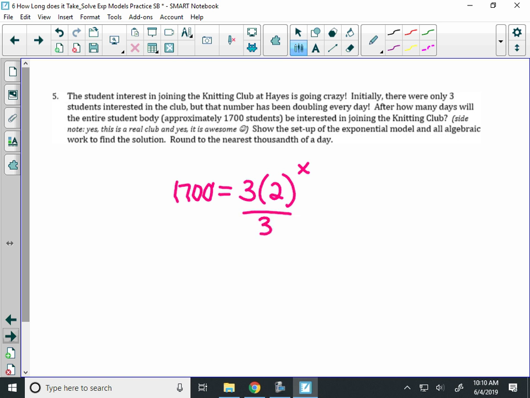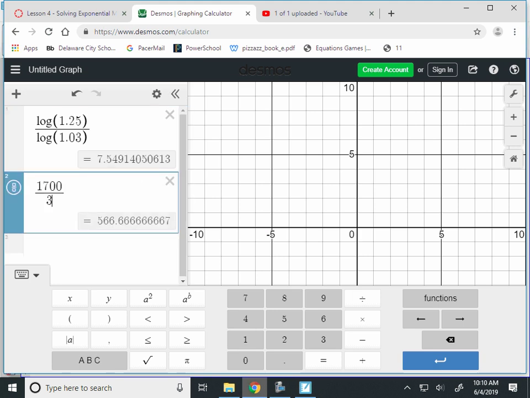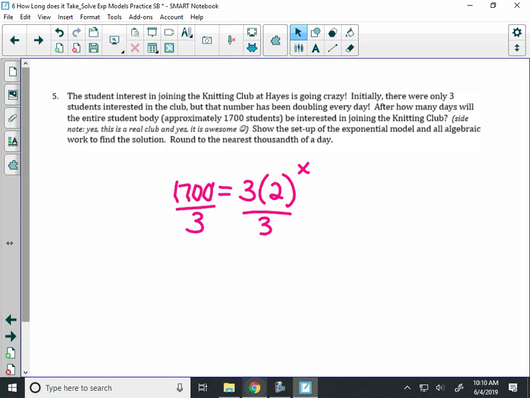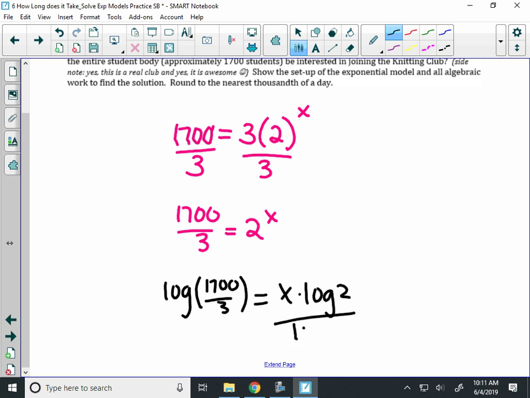So I start by dividing by 3. 1,700 divided by 3, I'm pretty sure is not a nice number, but let's see. Nope, it's not. So let's just leave it at 1,700 over 3 equals 2 to the x. Now from here, you would just solve for x using logs like normal. Log of 1,700 divided by 3 equals x times the log of 2. If I divide by the log of 2, I'll get the number of days.